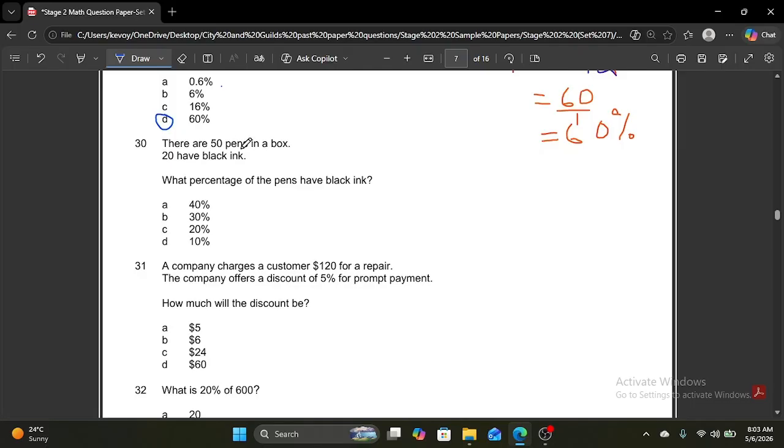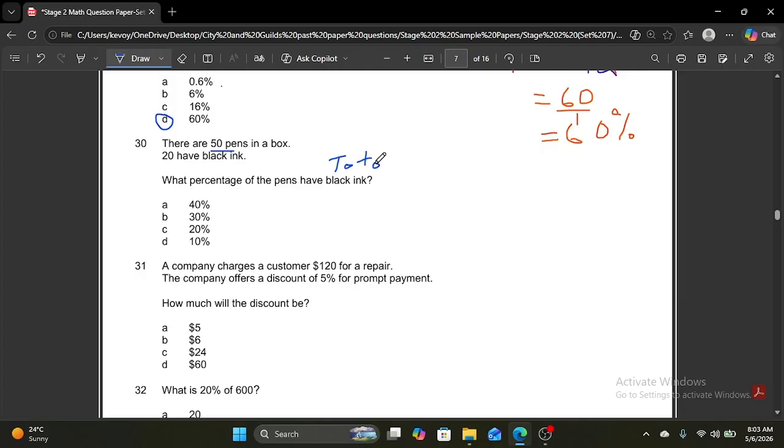There are 50 pens in a box. 20 have black ink. What percentage of the pens have black ink? So the total pens in the box is what? 50. So that's going to be our denominator. The total is always the denominator. So you're going to have a fraction with the total. Whenever you have the total, it's going to be our denominator.